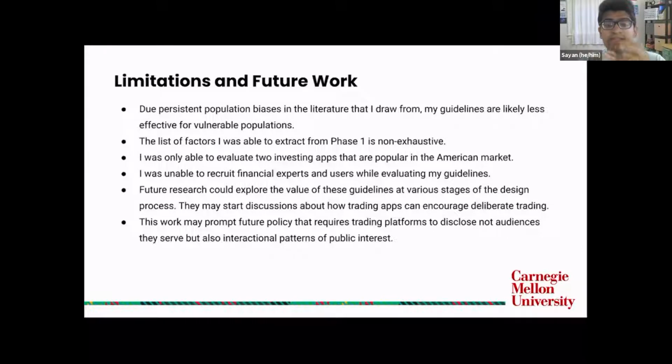Along similar lines, the list of factors I draw from in the literature review process, while most prominent, is a non-exhaustive list. This is due in part to the interdisciplinary nature of investing. In evaluating the guidelines, I was only able to examine 2 investing apps that are popular in the American market. Unlike most apps that you can just download and start using, making an account on an investing app actually requires you to put in personal information and probably put in some money, which is hard to do on a lot of platforms, especially on platforms outside the United States, such as eToro, which is really popular in the UK and Israel. I was not able to open trading accounts on a lot of these apps.